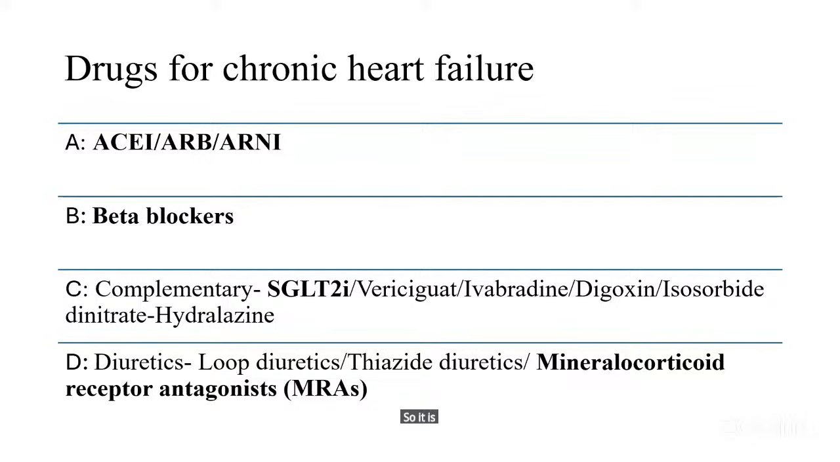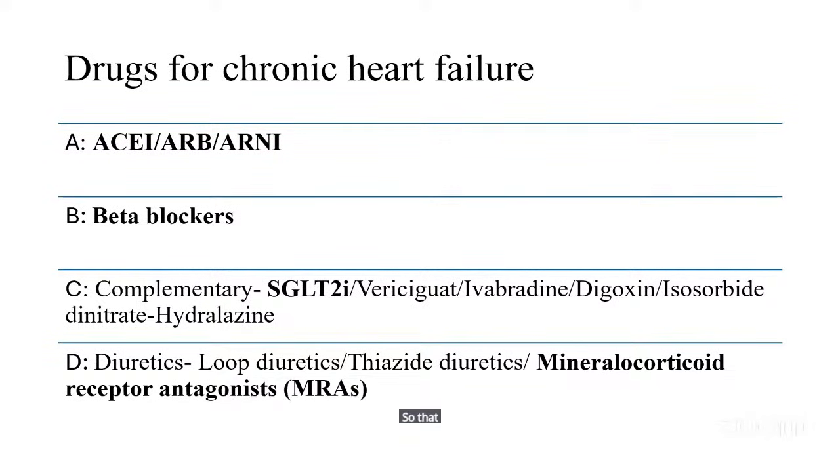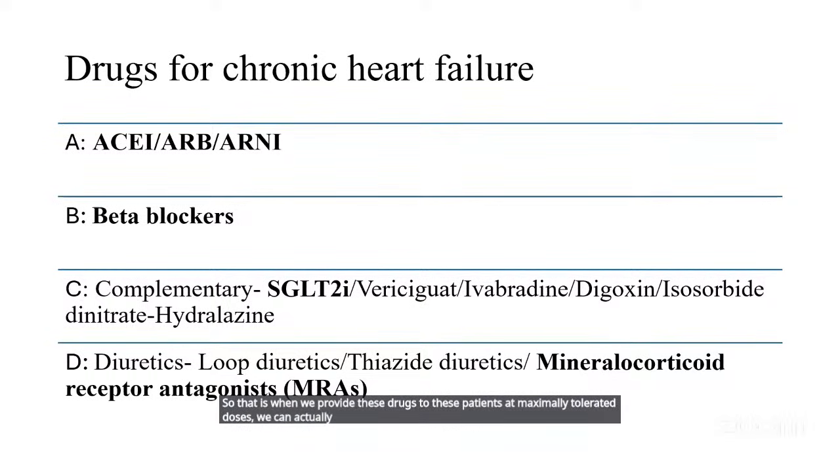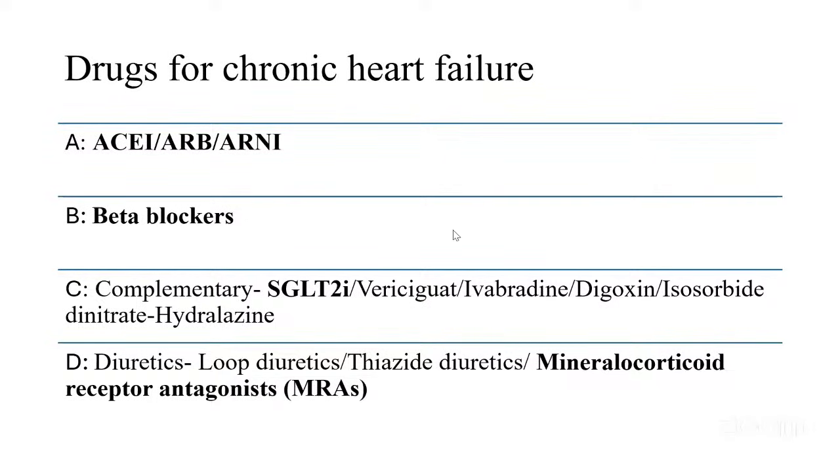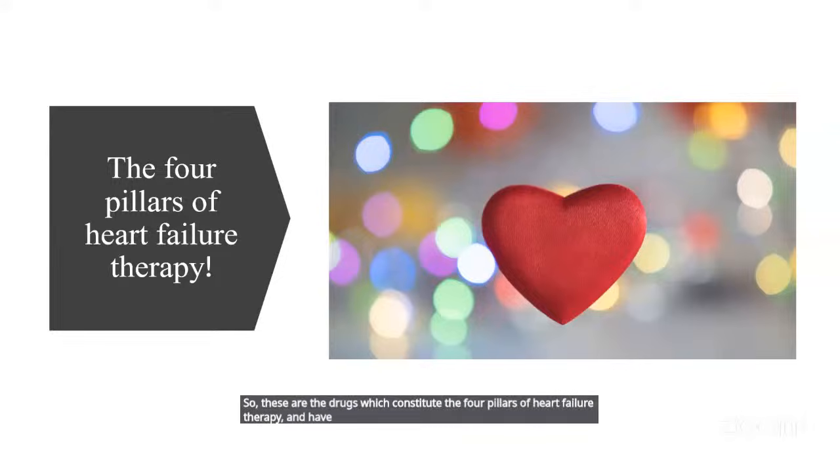It is important to note that the drugs highlighted in bold, which are ACE inhibitors, ARBs, ARNIs, beta blockers, SGLT2 inhibitors, and mineralocorticoid receptor antagonists, have been shown to provide a survival benefit. When we provide these drugs to these patients at maximally tolerated doses, we can actually add years to the patient's life. These are the drugs which constitute the four pillars of heart failure therapy and have been shown to have a survival benefit.